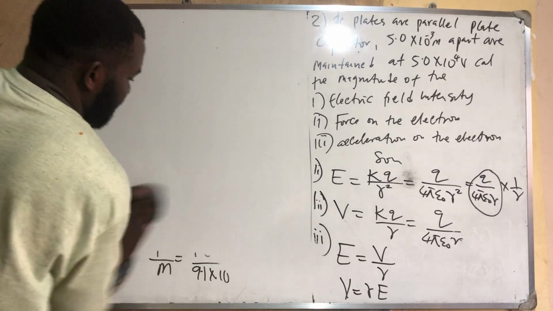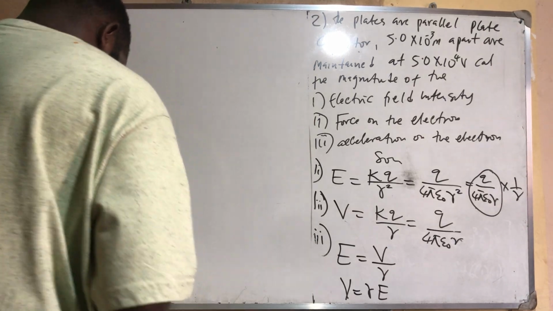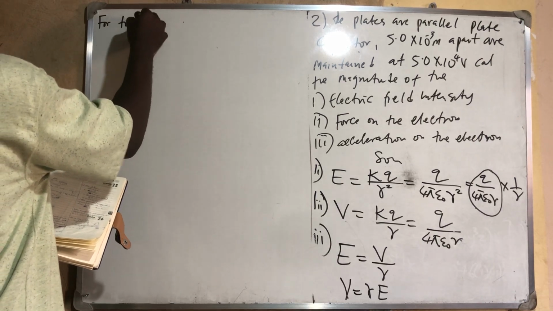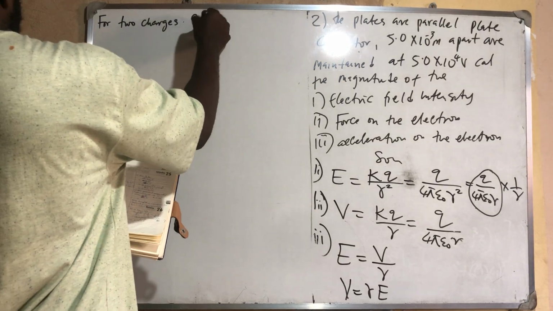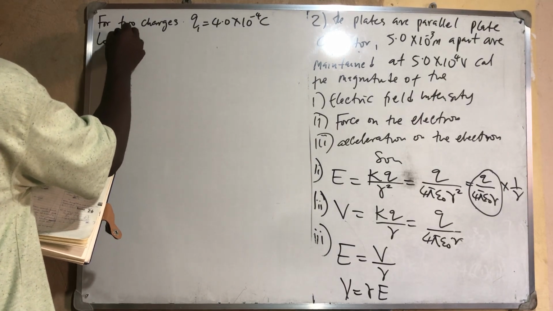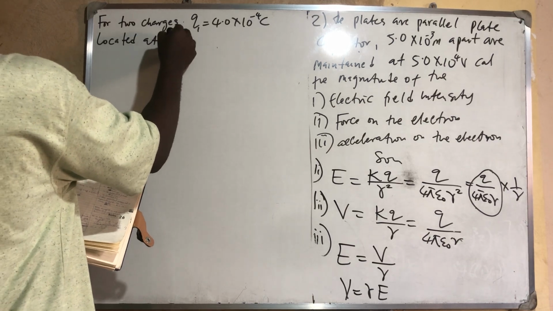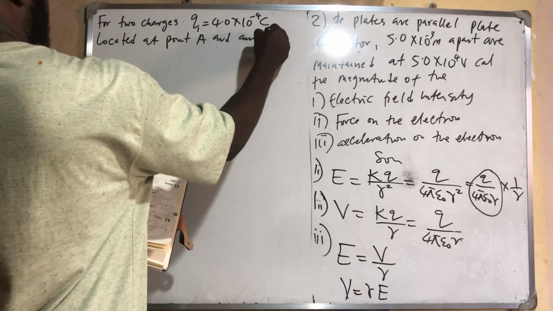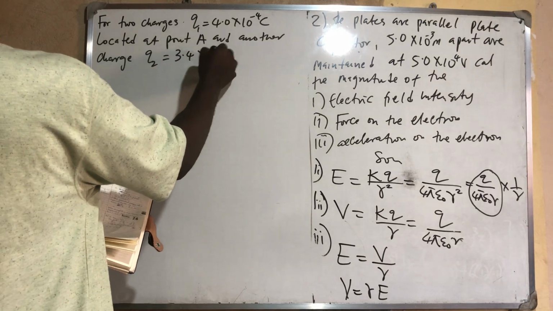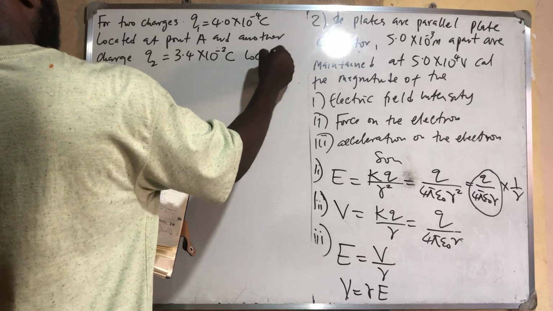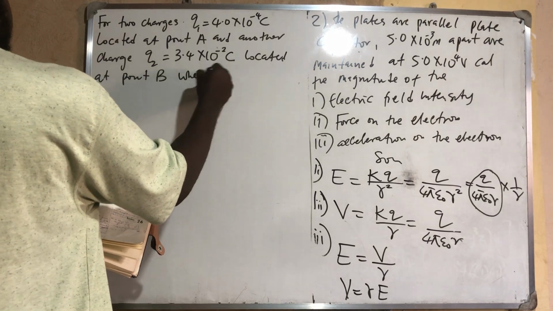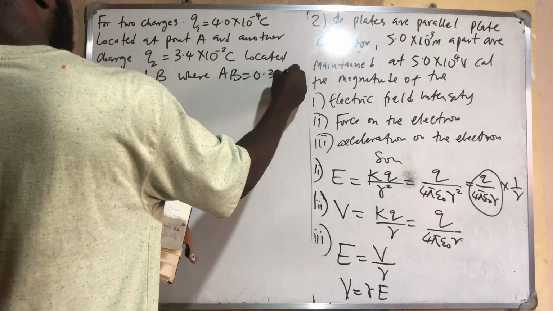All right, so we move to the next question. The next question said, for two charges Q1, which is equal to 4.0 times 10 raised to power minus 4 coulomb, located at point A, and another charge Q2, which is equal to 3.4 times 10 raised to power minus 2 coulomb, located at point B, where the distance AB is equal to 0.34 millimeter.